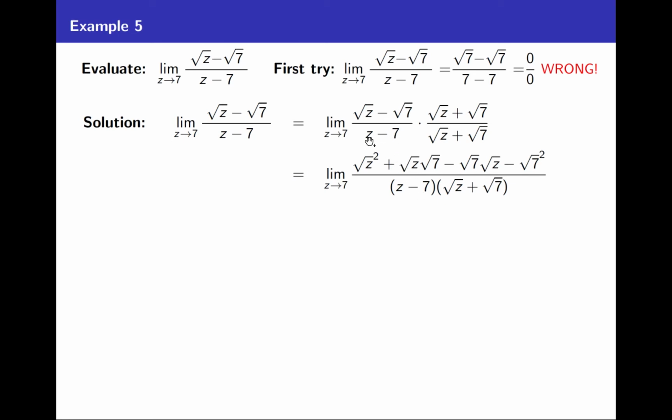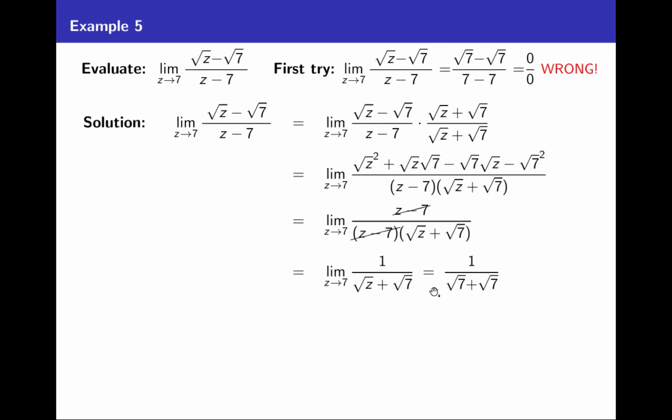And on the bottom, we just multiply these two terms in. We're not going to distribute that because we want the z minus 7 to cancel. So on the top, we're only left with the square root of z squared, which is a z, and a minus square root of 7 squared, which is a minus 7. So here we are in a situation where these two terms cancel. And we're left with the limit as z approaches 7 of 1 over square root of z plus the square root of 7.